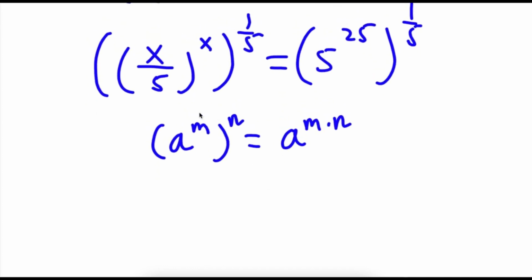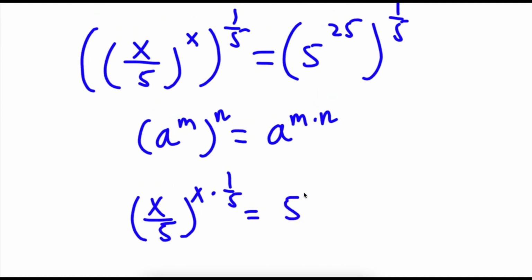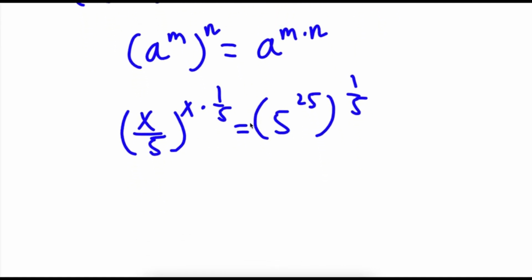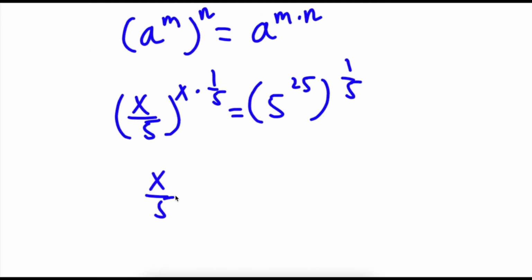So in this case, x over 5 to the power of x to the power of 1 over 5, I can write this as x over 5 to the power of x times 1 over 5. This is still equal to 5 to the power of 25 to the power of 1 over 5. Now x times 1 over 5, that's the same thing as x over 5. So now I have x over 5 to the power of x over 5.